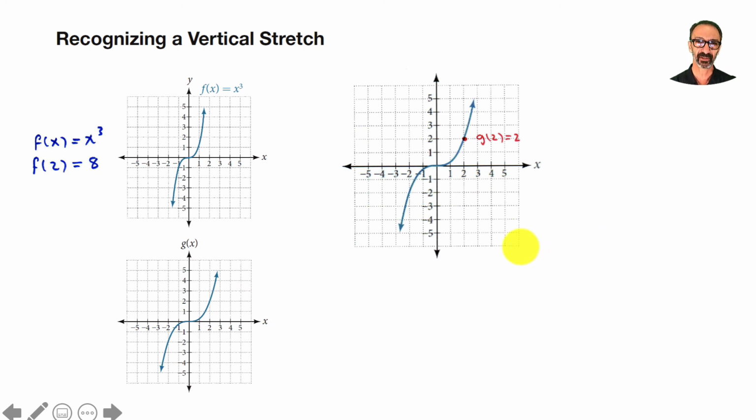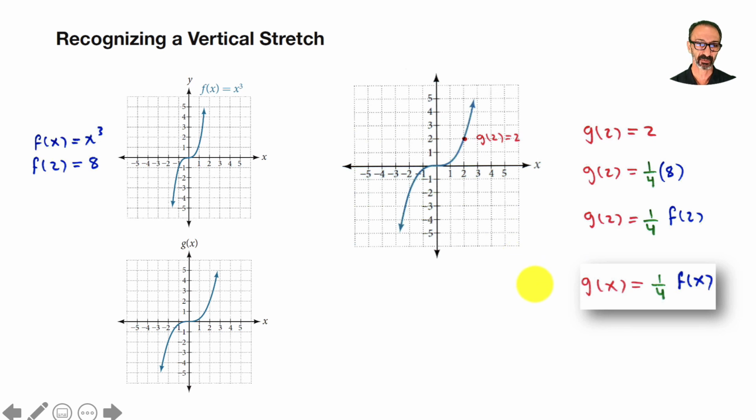So one way to find the factor that you need to multiply up front, this is one way to do it. G of 2 equals 2, we know that. But G of 2 equals, it's supposed to be 8. If I multiply it by 1/4, I'll be at 2. And that will be my factor. That's one way to do it, and that's not the only way. I'll show you more in the coming slides. So from here to here, it's not exactly x cubed, it's 1/4 x cubed.